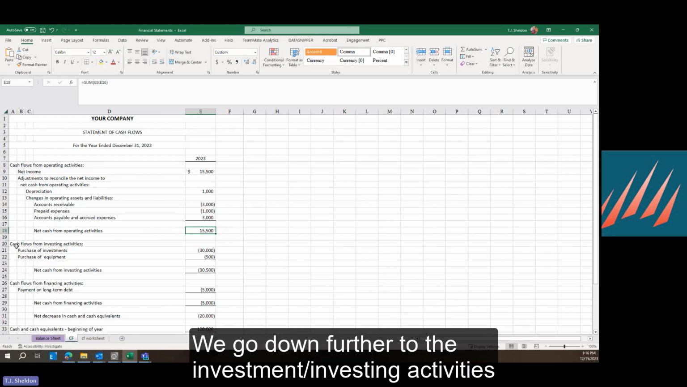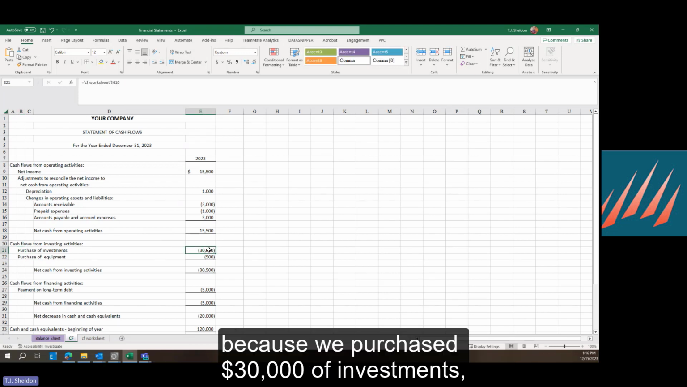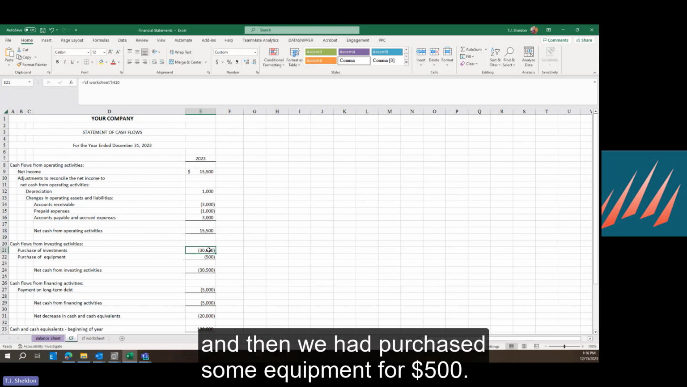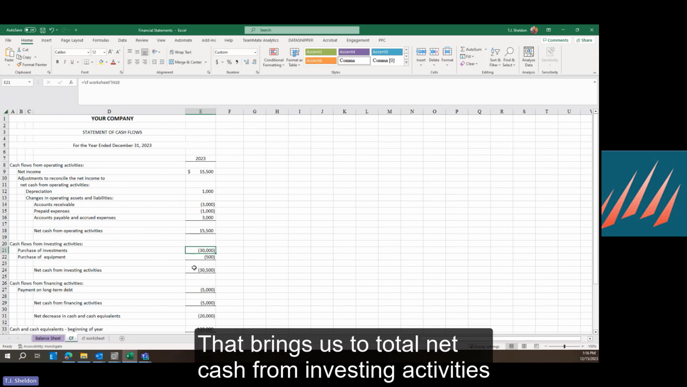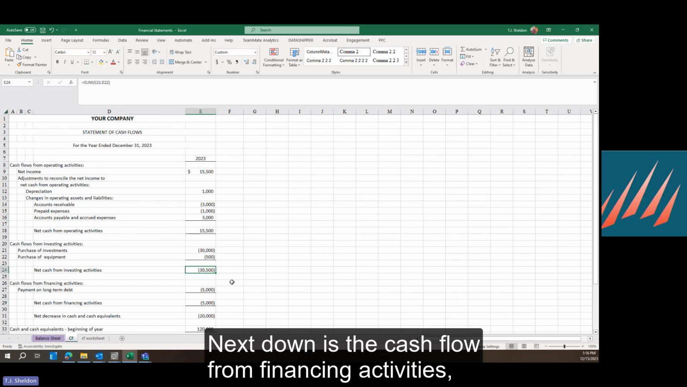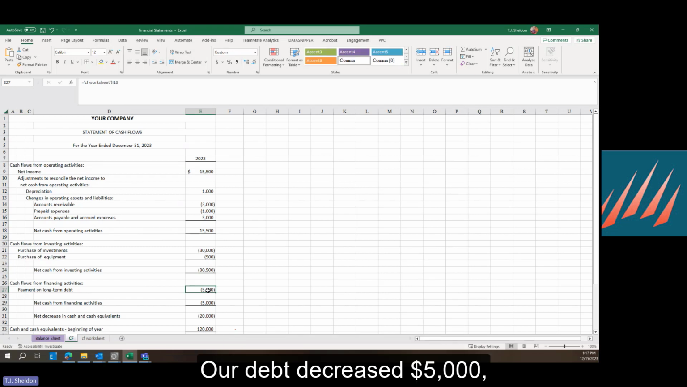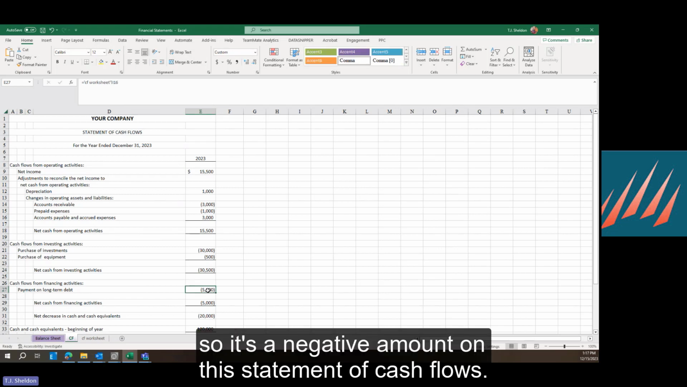We go down further to the investing activities, and we had purchases of investments. Our investments went up $30,000 because we purchased $30,000 of investments, and then we purchased some equipment for $500. That brings us to total net cash from investing activities of a negative $30,500. Next down is the cash flow from financing activities, and this only consists of payment of long-term debt. Our debt decreased $5,000, so it's a negative amount on this statement of cash flows.